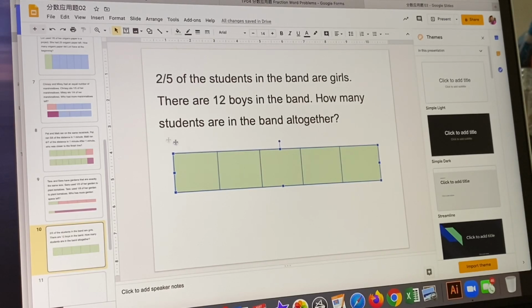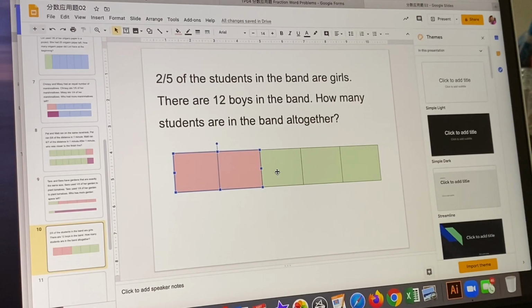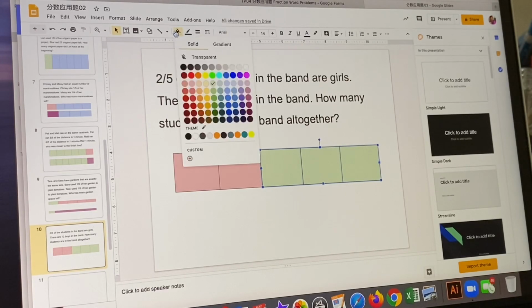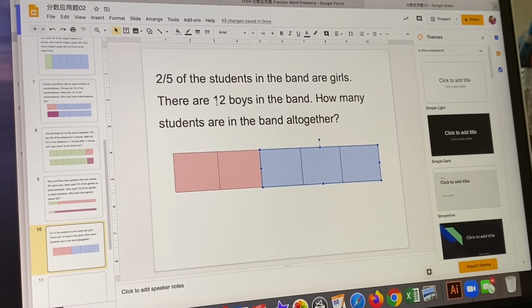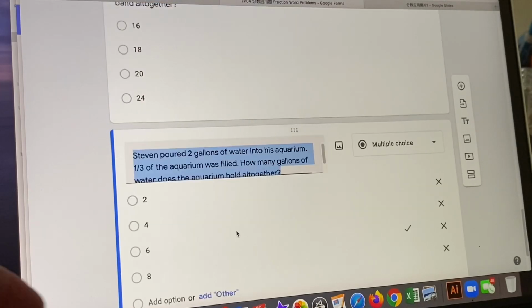2/5 are girls. So 2 out of these 5 parts are girls, pink, and the rest are boys, which is blue, and the boys are 12. 3 parts makes 12, so each part is 4. How many students altogether? 5 times 4 is 20. So the result is 20. Right? So the result is 20. Yes, we are right.